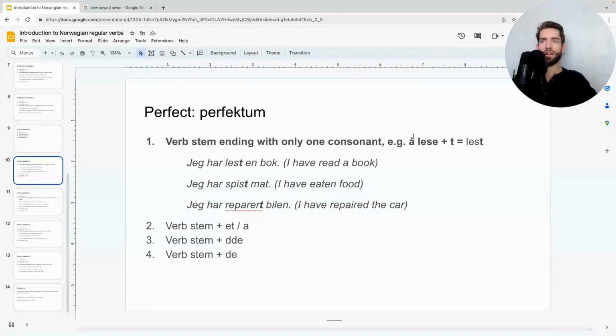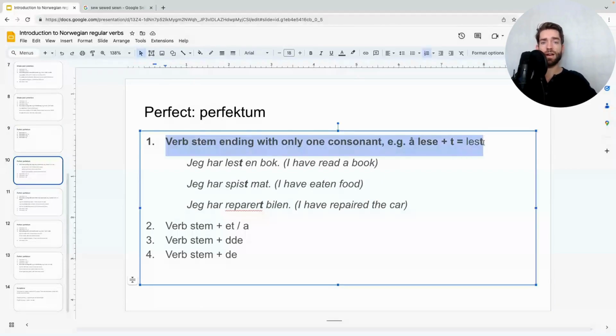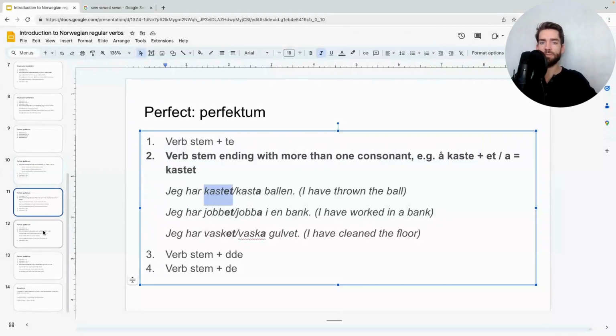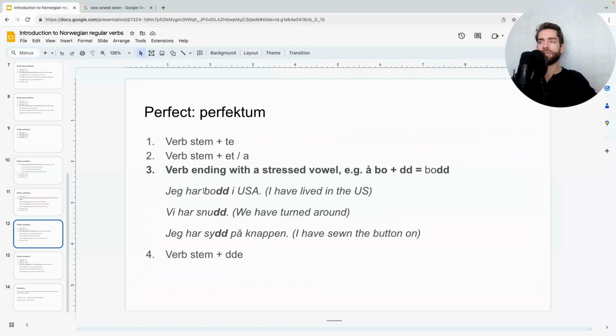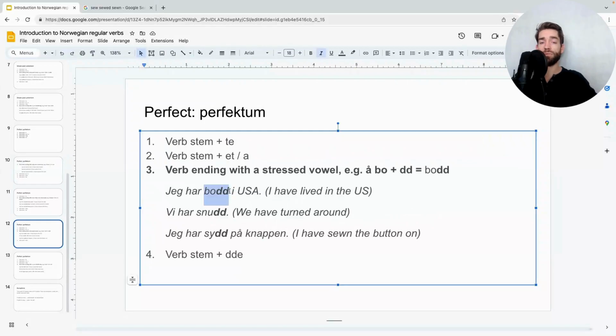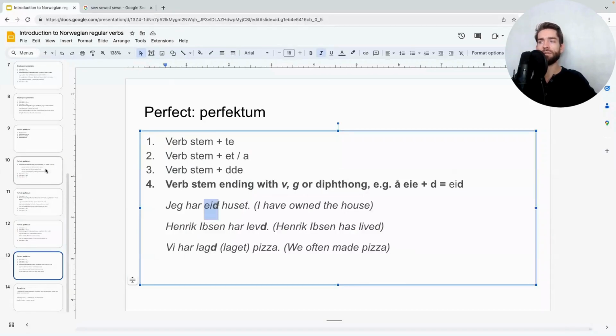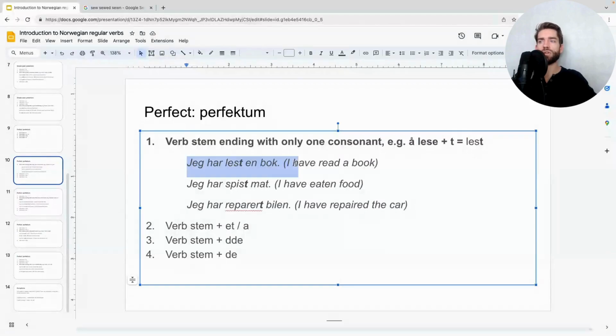Well, for the first category, we just say lest instead of leste. And the second category, we say, for example, kastet, and that's the same. For the third category, we say har bodd instead of bodde. And the fourth category, har eid instead of eide. Okay, so very simple. Jeg har lest en bok. Jeg har spist mat. Jeg har reparert bilen.